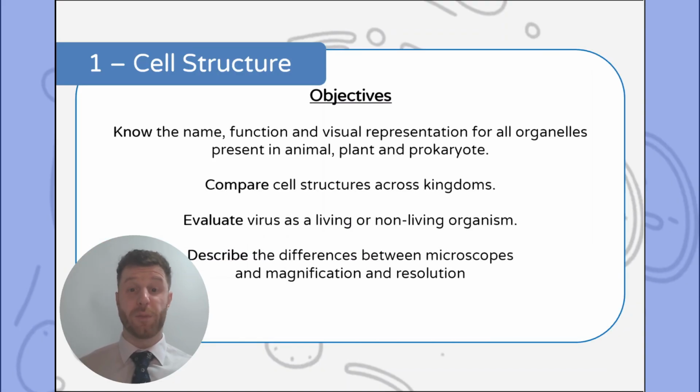Your objectives: know the names and functions of all of your organelles. That's going to make up most of what we need to learn straight off at the start of the unit. We're going to compare all of those organelles. We're going to add in evaluating viruses as a living organism based on the structures that they have and how they live, or how they exist, I should say. And then last but not least, describe the differences between microscopes, and then look at magnification and resolution as a learning point rather than as a skill.